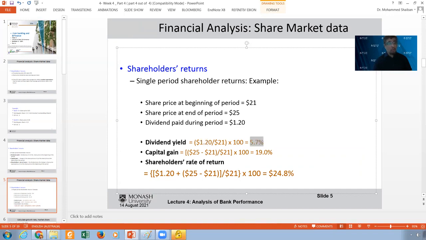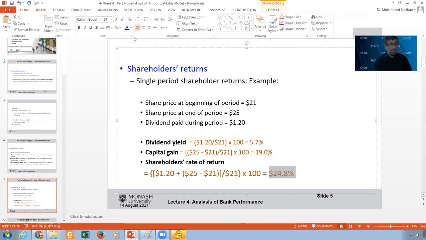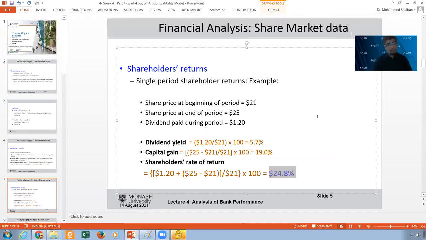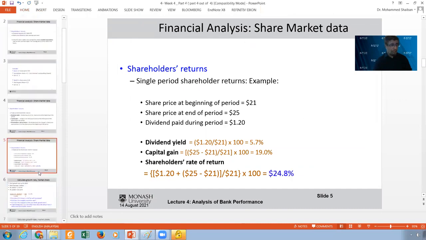And then they also achieved a capital gain when the price jumped from 21 to 25. So they are making 19%. So actually the total they are making is the 5.7% and the 19%, which means, if you look at this formula, you will find that it is 24%. So this is actually the total shareholders' return, coming from the capital gain and from the dividends.